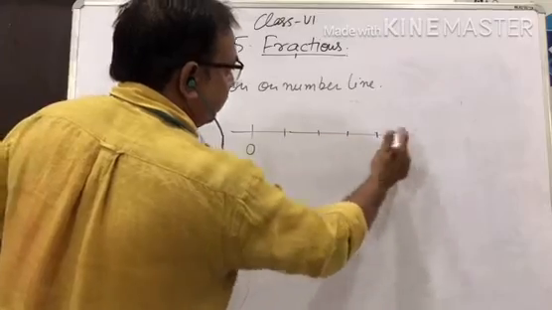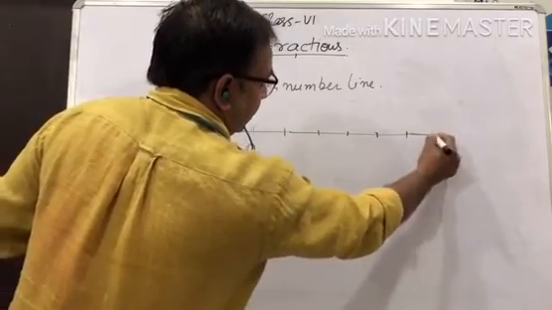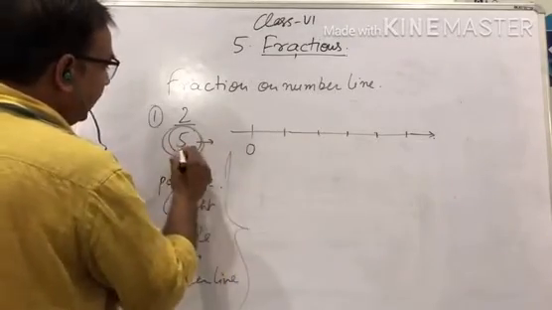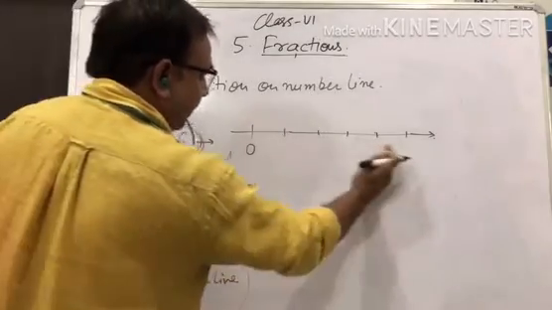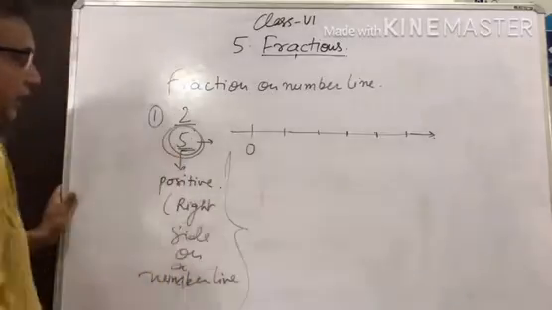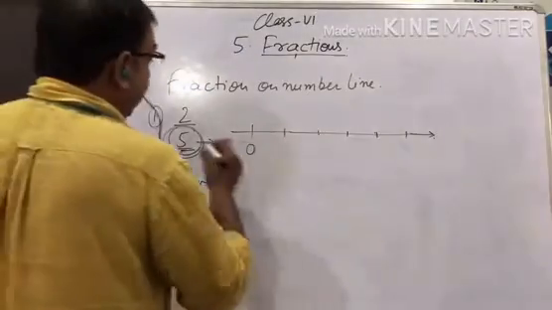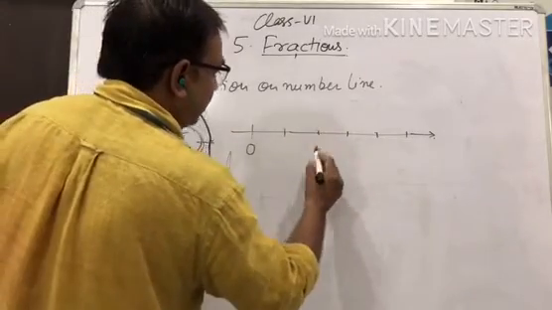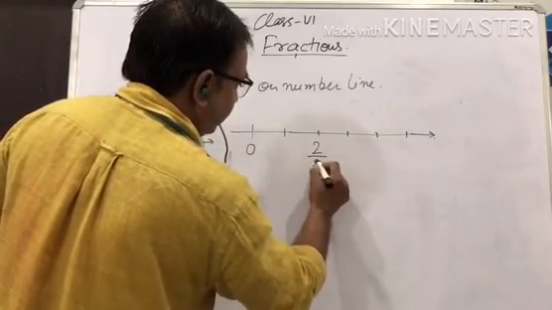1, 2, 3, 4, and the last one is 5. So the denominator is 5 and we have to make 5 equal divisions according to the denominator. Then the numerator is 2. We count 1 and 2. This is 2 upon 5.